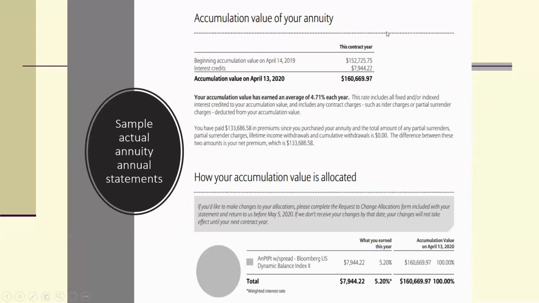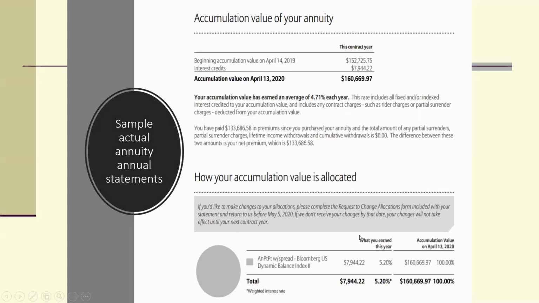This actually is from a statement. The anniversary was April 13th of this year. The reason I wanted to show this example is because this particular client earned 4.7% a year since the purchase of this contract. They spent $133,000. They have not taken any withdrawals thus far. But in this year, they earned 5.2%.